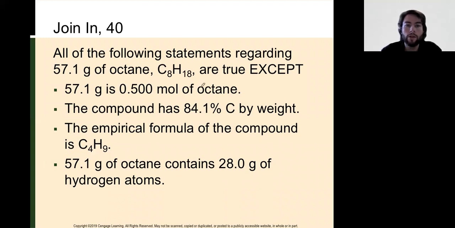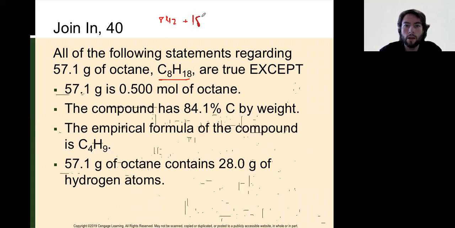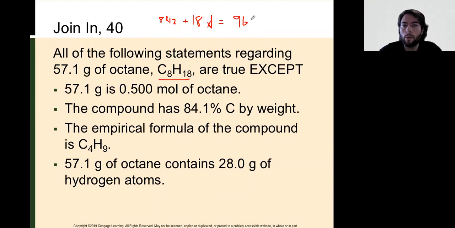All right, so the first thing we probably want to do is find out what the molecular mass of octane is. So that's going to be 8 times 12 plus 18 times 1, which is going to be equal to, so 8 times 12 is 96 plus 18 is going to be 114, more or less. Then that means that 57.1 grams is probably going to be 0.500 moles of octane, so that one's okay.